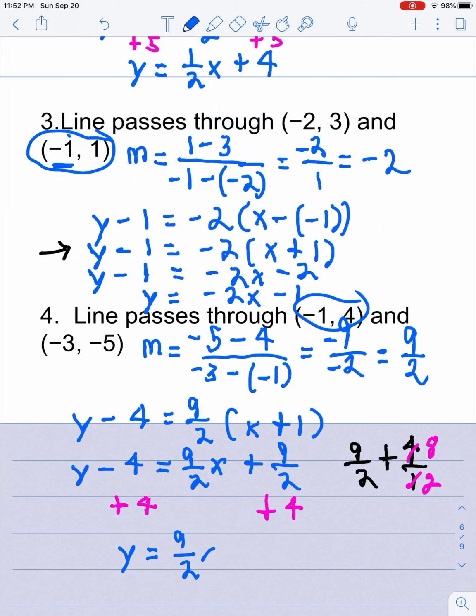Homework. You are doing what you see down here. Should be listed on my Canvas page as well, but page 87, 8 to 22 even. Then tomorrow in class, we will add information about parallel and perpendicular lines to our lesson to see how that changes things up and go from there.